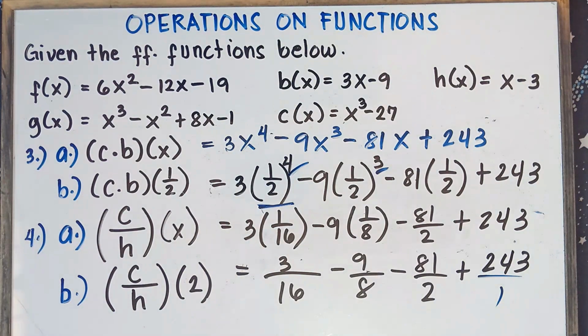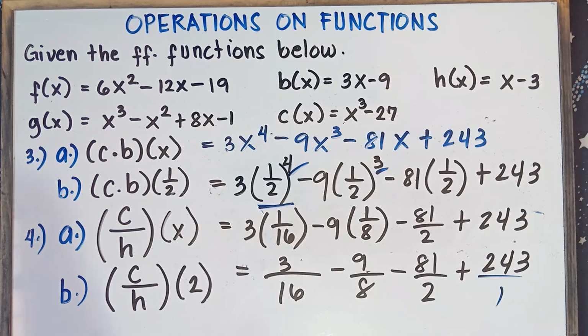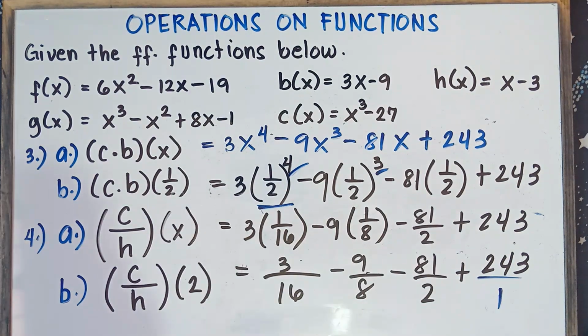So 243 over 1 because these are fractions. Now, if the fractions, class, don't have the same denominator, you can never combine them. Once again, class, you can only combine fractions if they have the same denominator. If they don't have the same denominator, we need to find the LCD, the least common denominator. What would be the least common denominator, class, of 16, 8, 2, and 1? That's correct. That would be 16, right? We can divide 16 by 16.